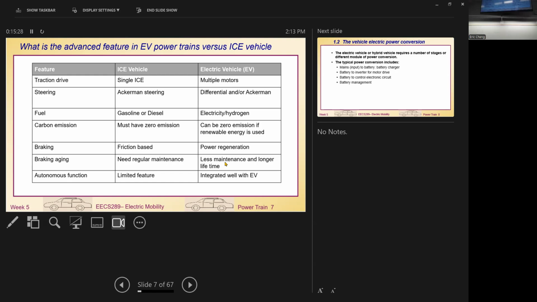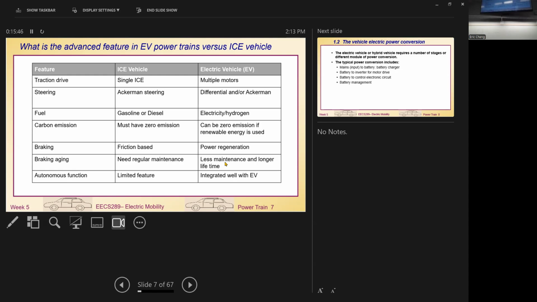Then going back to electric vehicles, we can either use Ackerman steering, or we can use differential as well. We can put two motors and have differential speed. We also control the differential to change the turning. That's also quite common.